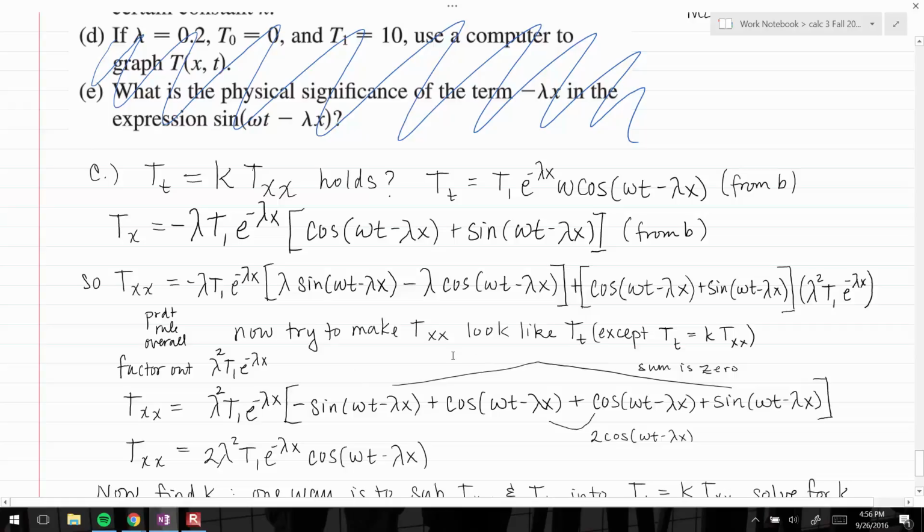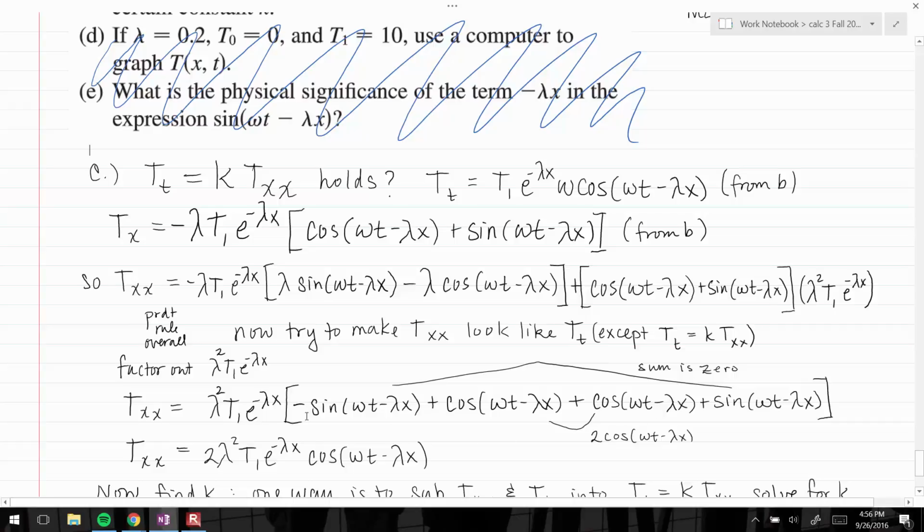Another thing is we got this mess with T sub xx. It's like a total mess, and it doesn't look a whole lot like T sub t. And these things should kind of look similar. I mean, this one only has a cosine with t and an x in it, and we got all these sines and cosines all over the place. We need to simplify that before we can start finding k. Some things should cancel out.